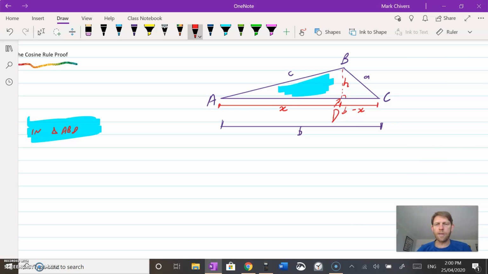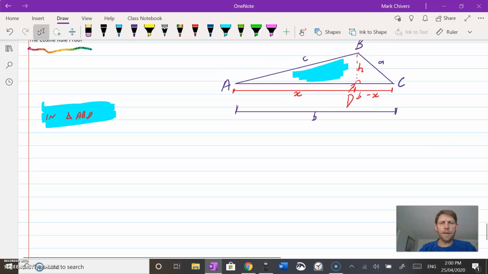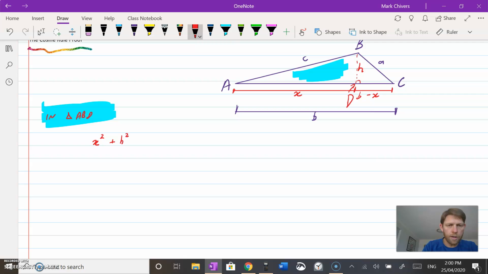So the left-hand right angle triangle is ABD, and it has the sides C, H and X. So using then a little bit of Pythagoras, we know that x squared plus h squared is going to equal c squared. Using Pythagoras, x squared plus h squared equals c squared. And then I'm going to rearrange that a little bit. For reasons that'll show up later, I want to express this in terms of h squared. So I'm going to say h squared equals c squared minus x squared.